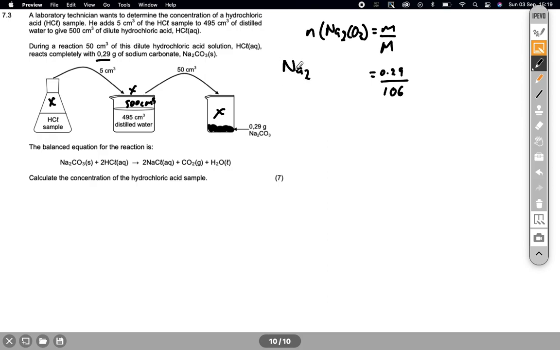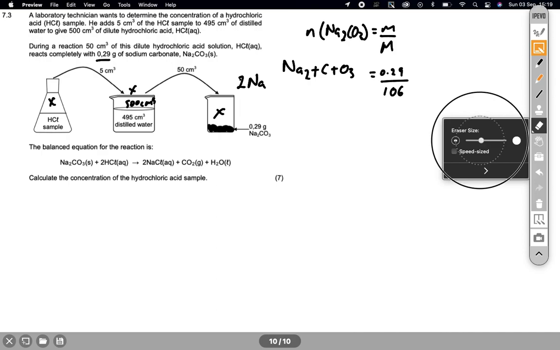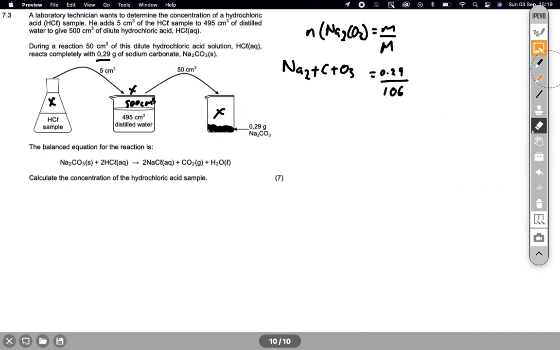So whatever the molar mass of sodium is, you're going to multiply it by 2, and then you're going to get the molar mass of carbon. And then when you get the molar mass of oxygen, you're going to multiply that by 3. You don't multiply when you have something like this, only when it's a subscript, not on the side as a balancing number. Okay, but either way, let's continue. Okay, so the number of moles we have here would be 2.74 times 10 to the negative 3 moles.